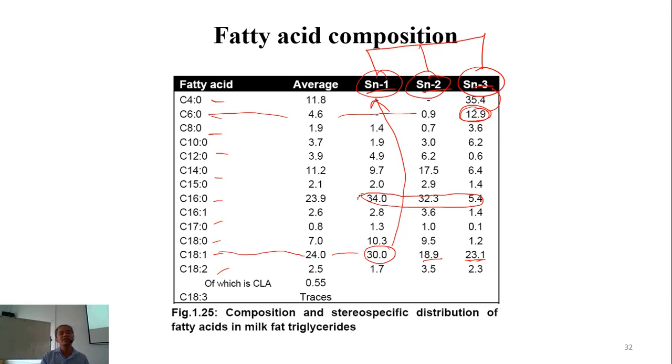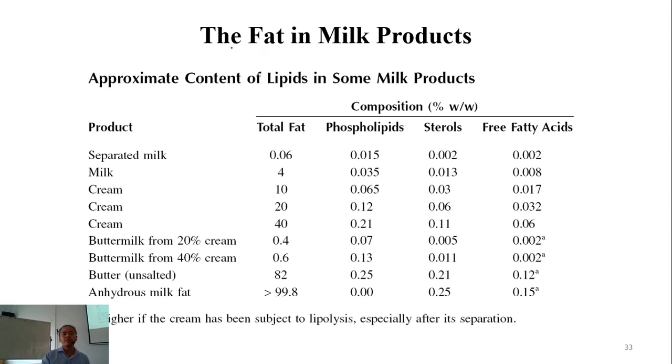It's not a randomization. This table will tell us the fat in milk products, the total lipids contained in milk products. What do we see? Normal milk, whole milk, has 4% of total fat. Separated milk, what is separated milk? Skim milk. We will study this in chapter 6. When we remove fat globules from the milk, we obtain separated milk, milk which has been separated from the fat globules. However, you cannot remove 100% of the fat. That is why skim milk or separated milk still has some amount, 0.06%.